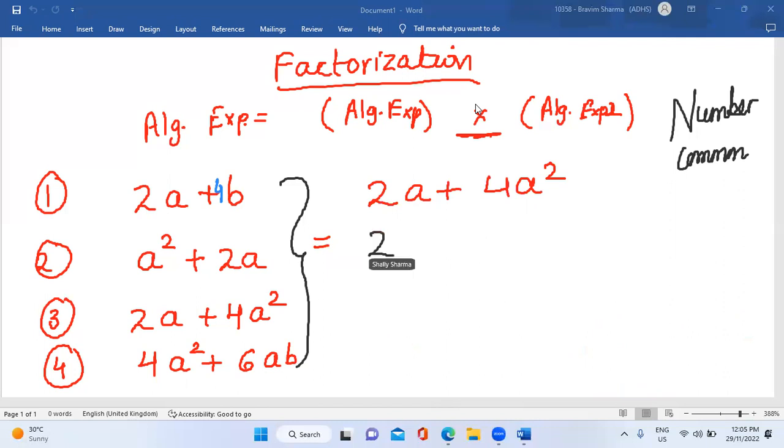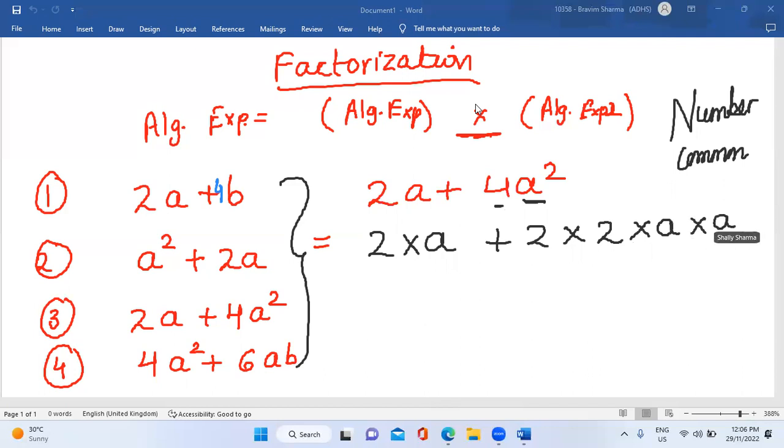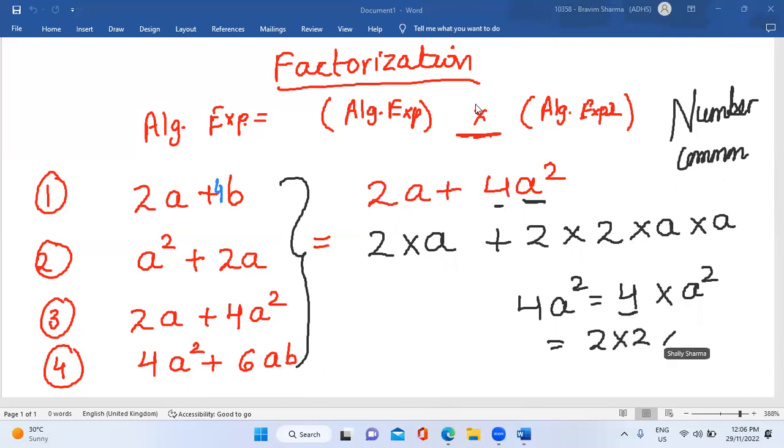So 2a means it is 2 multiplied by a. As I know that the highest common factor of 2 and 4 is 2, I would write this 4 as 2 times whatever. So it is 2 times 2 here. Then this is a squared, so it will be written as a times a. See, this second term is 4a squared. First, you can take it like it is 4 times a squared. And then this 4, you can write it 2 times 2. And this a squared, you can write as a times a. You must understand these things.